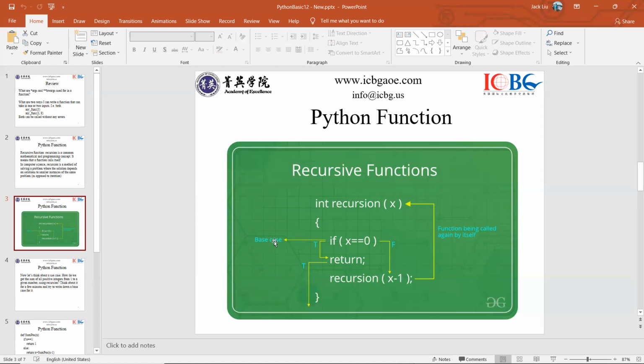And so in this case, this isn't solving any specific problem, but it says if x is 0, I'm going to stop. If it's not 0, then I'm going to call myself, but just with one less input.